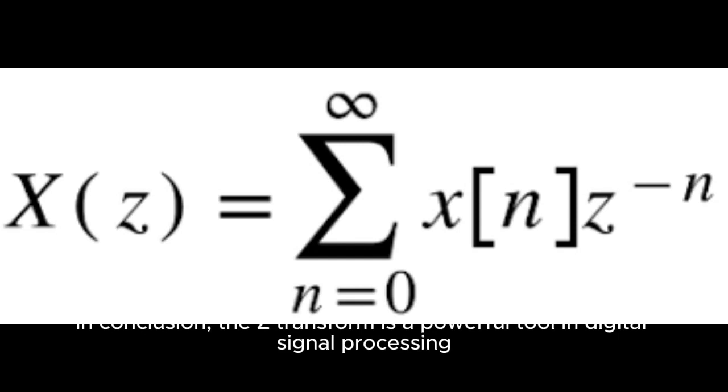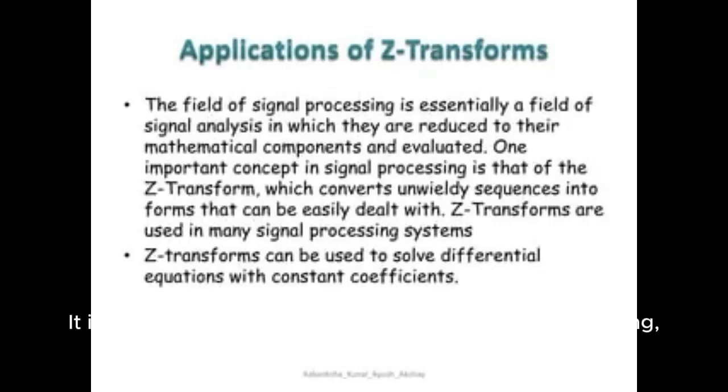In conclusion, the Z-transform is a powerful tool in digital signal processing that allows us to analyze and process signals in the frequency domain. It is widely used in various fields, such as signal processing, communications, and physics. Understanding the concept and applying the Z-transform will help you better comprehend the mechanics of signal processing and improve the analysis and design of various systems.